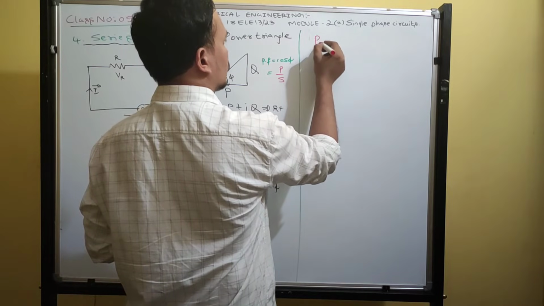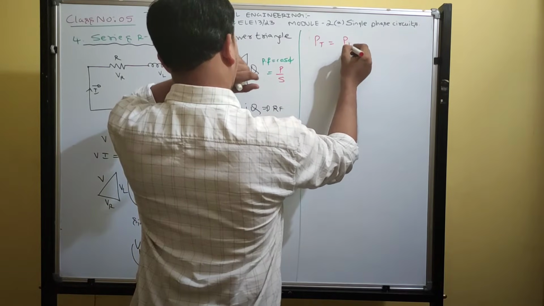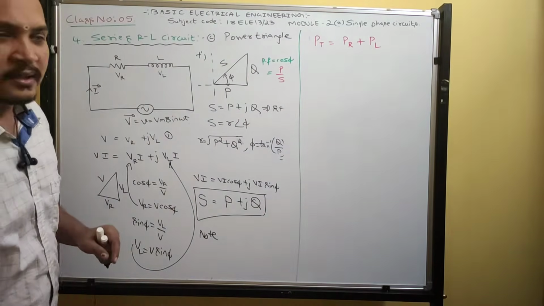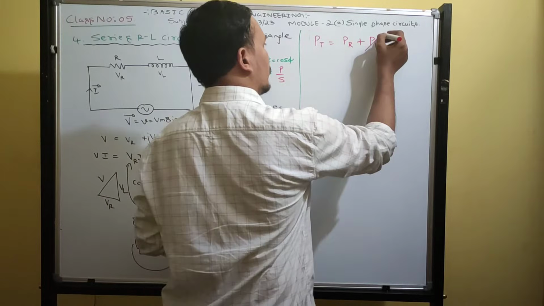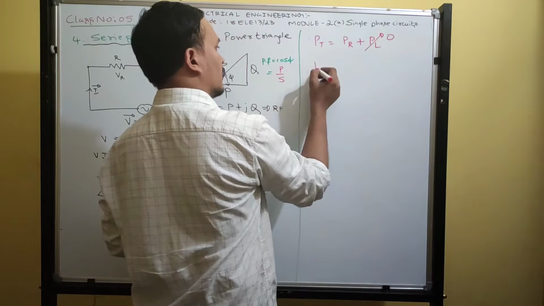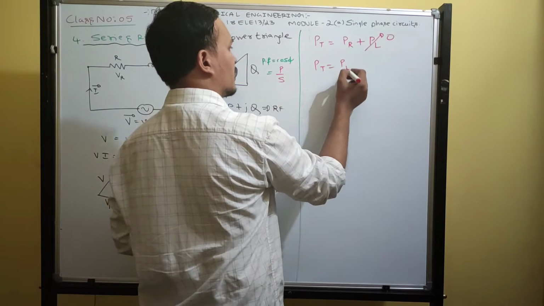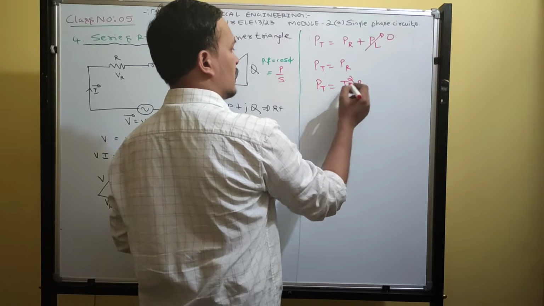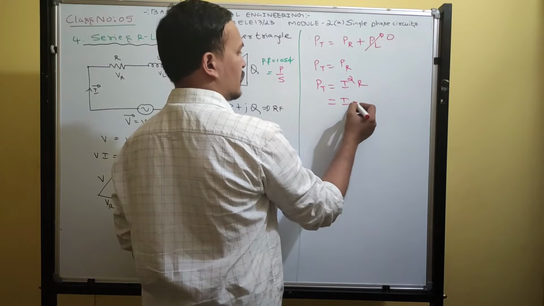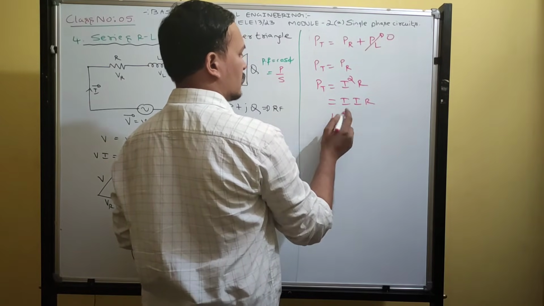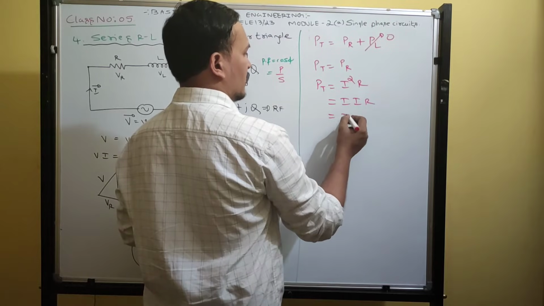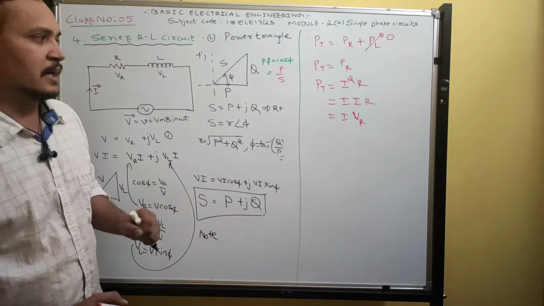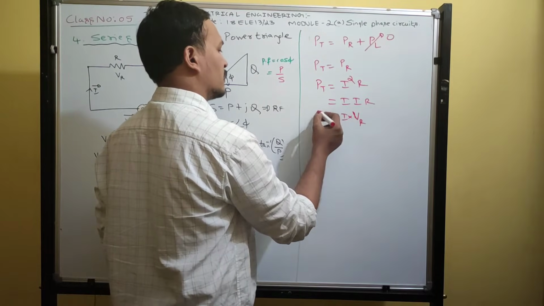See guys, total power consumed in the circuit is equal to power consumed in the resistor plus power consumed in the inductor. We know that a pure inductor never consumes power. Therefore, total power is power consumed in the resistor only. Now, what is power in the resistor? I squared R. So this I squared I can write as I into R. What is I into R? I into R is the voltage across the resistor.